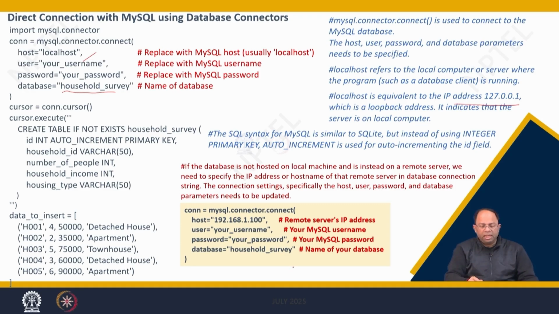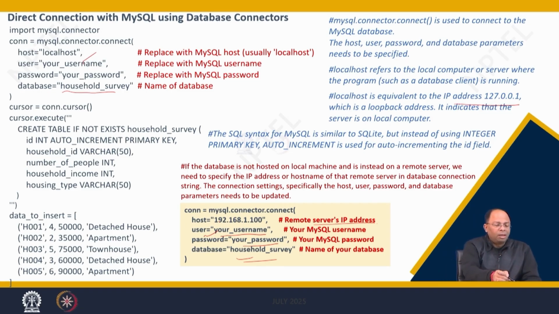So over here you can see host equal to 192.168.1.100. This is the remote server's IP address, and then you again give your username, your password, and the database you want to access. Now whether you are able to access the database also depends on whether permissions have been given to this particular user, like grant and revoke, which we have done earlier in SQL. Those have to be given in this case too. I will show you those things.